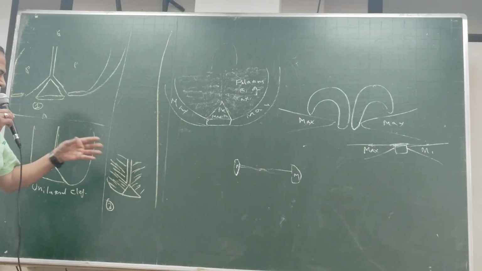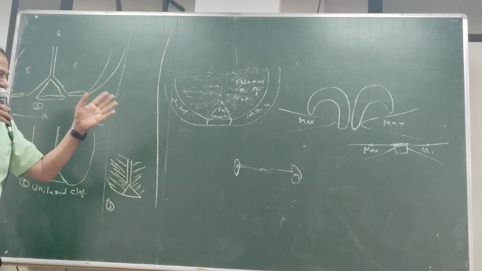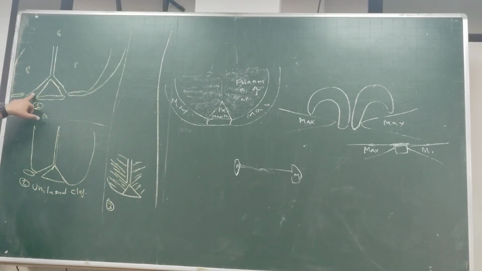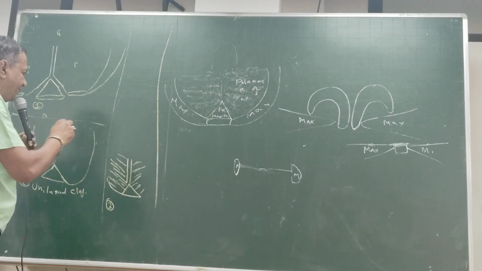When these things happen posteriorly, the lip is not affected. When it happens anteriorly, normally cleft palate is associated with cleft lip also, when anterior fusion doesn't happen. So this is midline cleft palate.